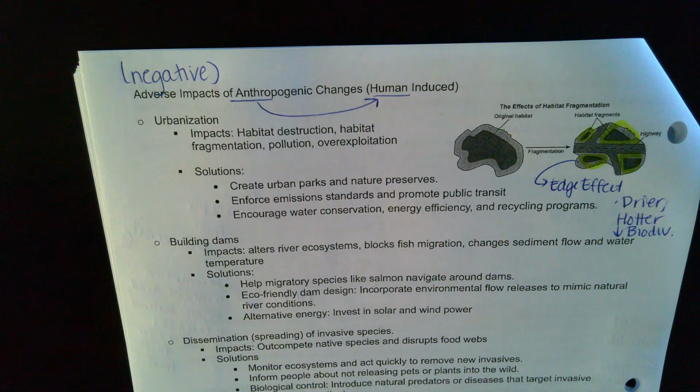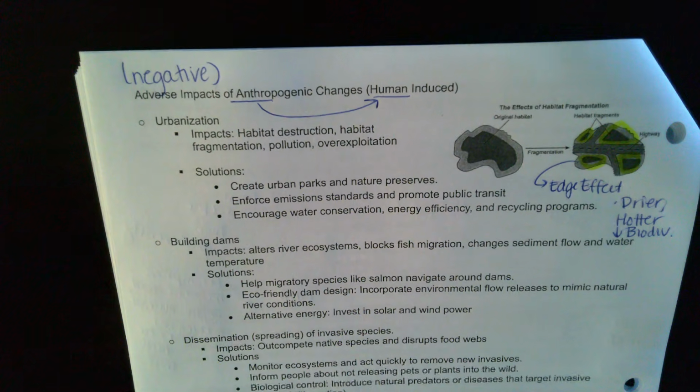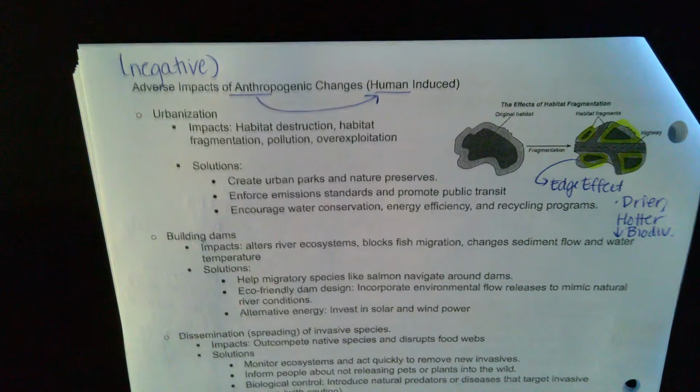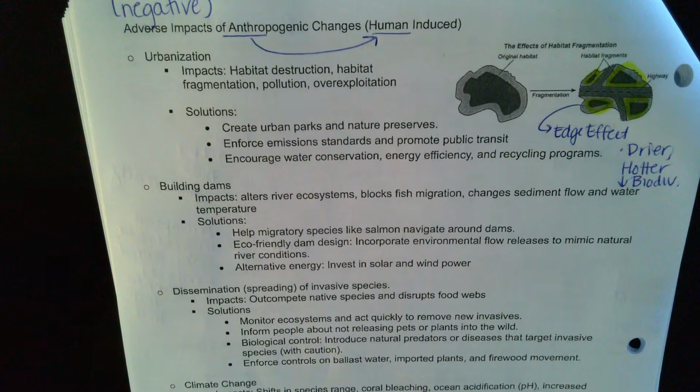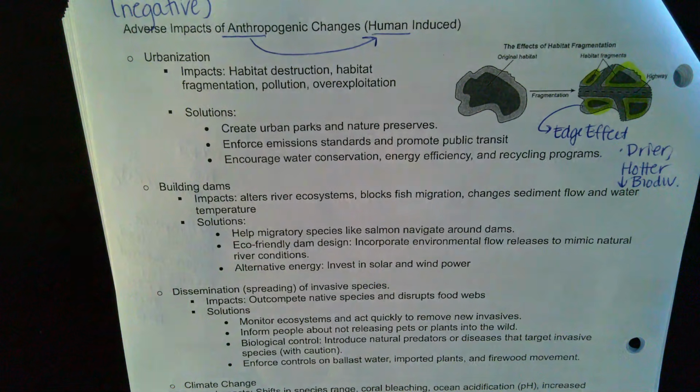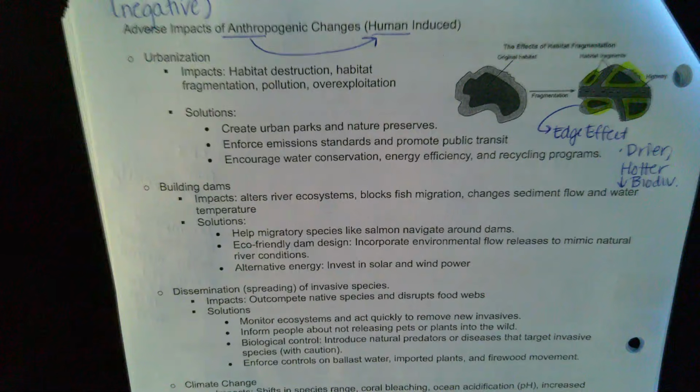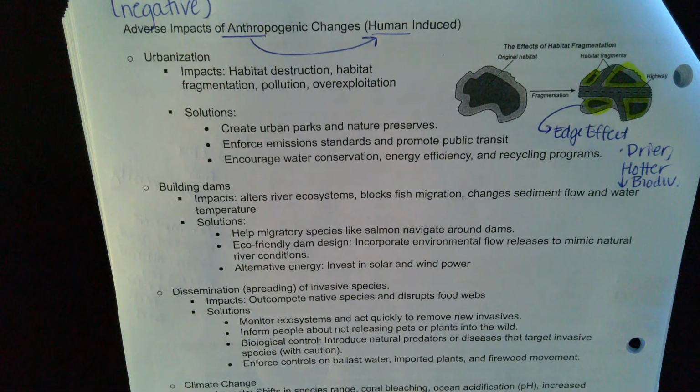Solutions are to create urban parks and nature preserves, enforce emission standards, and promote public transit. And obviously, if you live in the city, there's a lot of public transit. But if you live in more rural areas, they don't have any public transit, and you have to drive everywhere yourself. Encourage water conservation, energy efficiency, and recycling programs. Big things are always like reduce, reuse, recycle. I don't think those are going to be answers you can provide because you're going to have to look in the reading in order to find the answers.